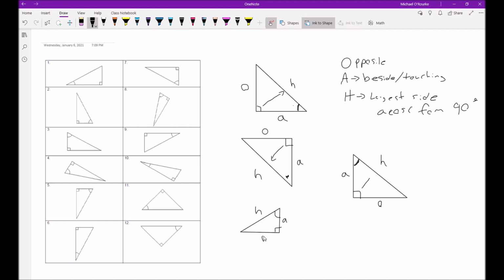So what I want you to do now is pause the video, redraw these triangles here on your page, and practice labeling. The most important thing you can do is make sure that you label things properly.